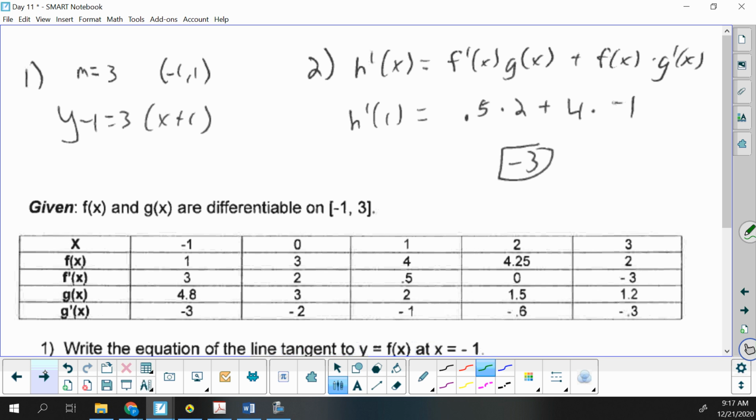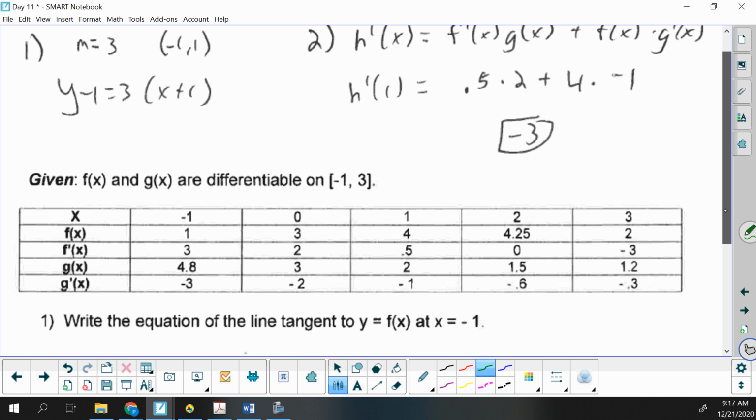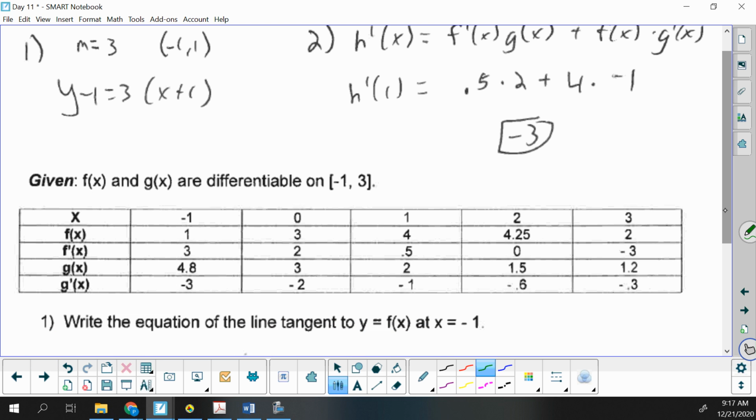Now the review ones, so in our chart, we were doing when x is equal to -1 for f. So at -1, the y value is 1 and the slope was 3. So you got y minus 1 equals 3 times x plus 1. In 2, you had to do your product rule out. Your derivative of f at 1 was 0.5. Regular g at 1 was 2. Regular f at 1 was 4. Derivative of g at 1 was -1. Multiply and add those, you get -3.